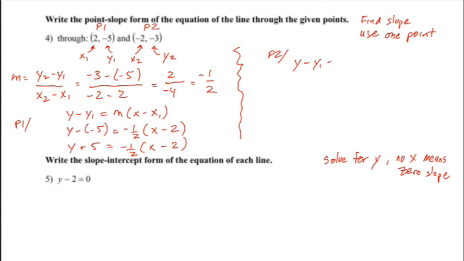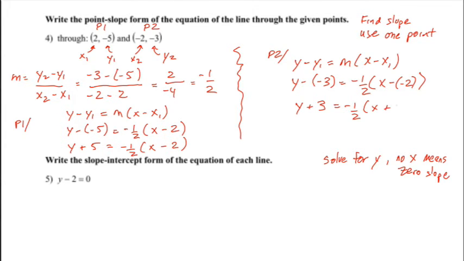y minus y1 is equal to m times x minus x1. And we're going to substitute some values in there. So y minus 3 is equal to minus 1/2 times x minus 2. And we'll rewrite that to get rid of the double negatives. y plus 3 is equal to minus 1/2 times x plus 2. And let's just circle those to make this clear.